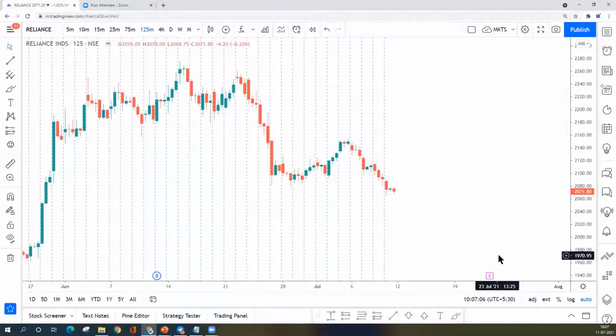So let's start with the session. The chart that you see on my screen is currently Reliance Industries, 125-minute time frame. It's only a price chart. There is no indicator applied here. First thing is people send a message or mail saying, I cannot find the indicator. This is an invite only script. Once I provide you access, then you can find this indicator.